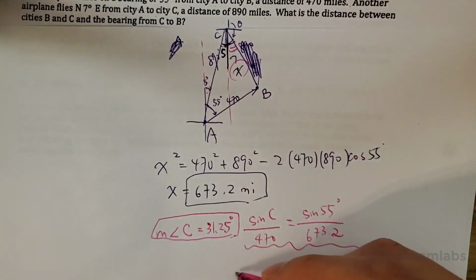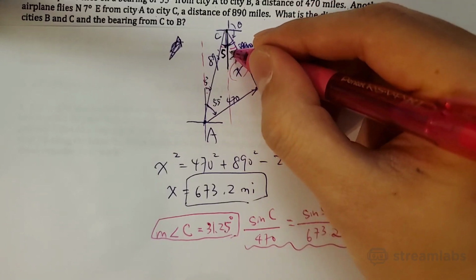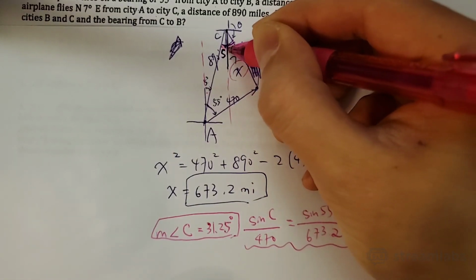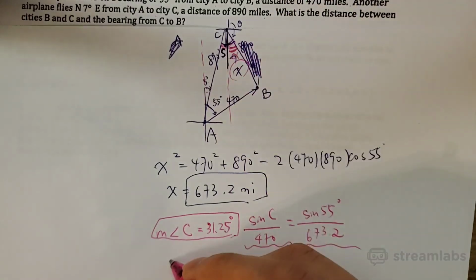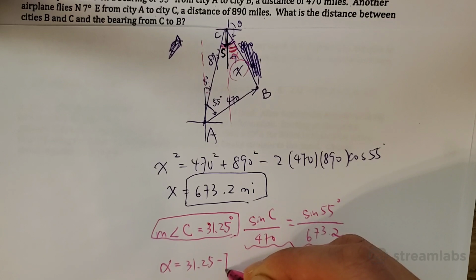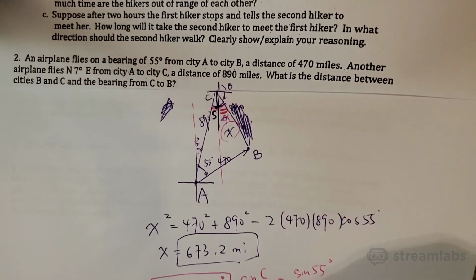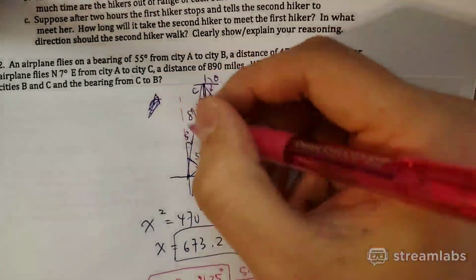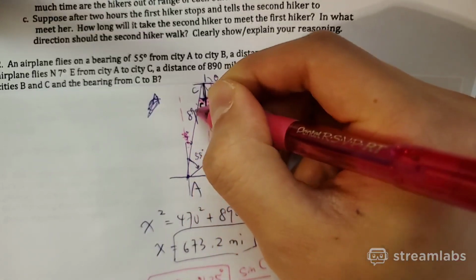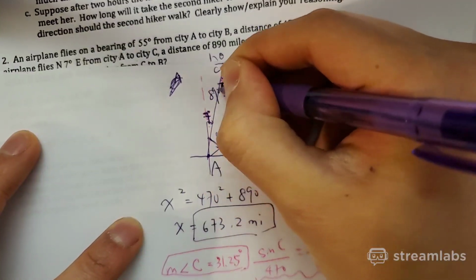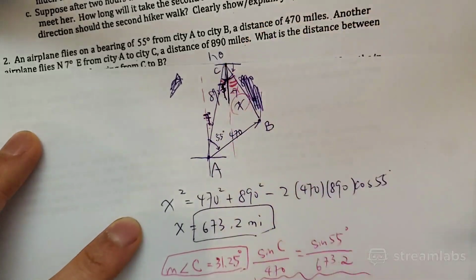It's just this part, this whole thing. Now I need to find this part. Let's call it alpha. So alpha is equal to 31.25 minus 7. Wait, 7? Is it 7 degrees? Oh, it is 7 degrees, not 5 degrees. My bad. 7 degrees. 7 here, 7 here, not 5. So you have to subtract 7.